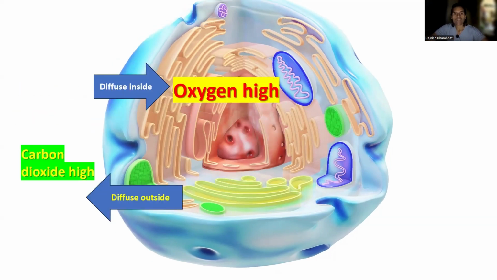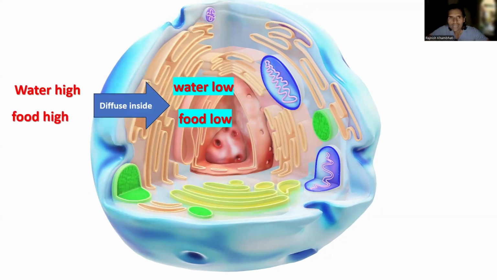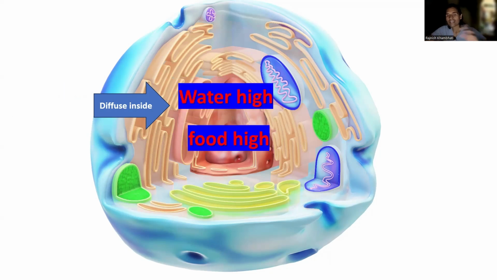Similarly, water and food are high outside the cell, and they are required and low inside the cell. So food and water both enter the cell, and that is how water becomes high inside and food becomes high inside. And once they become high, it will stop the process of diffusion.